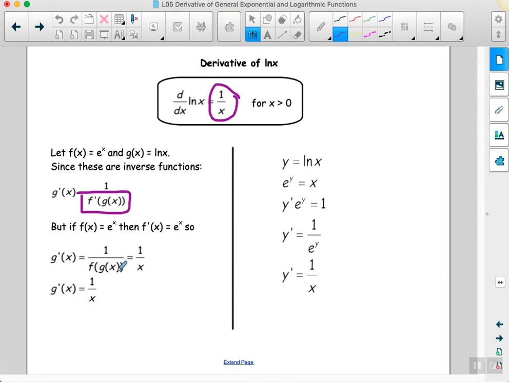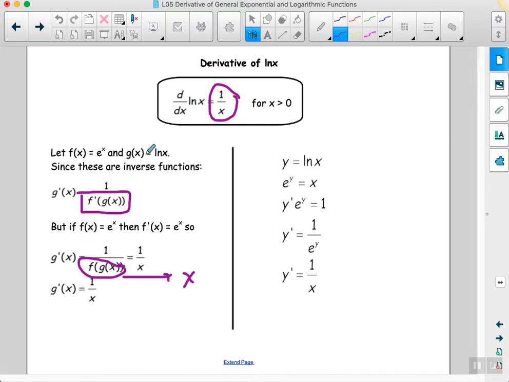Now, what is f of g of x? Well, if you take a composition of a function with its inverse, you get x back. So that's x. And so 1 over f of g of x becomes 1 over x. And that's one way that we can derive that.